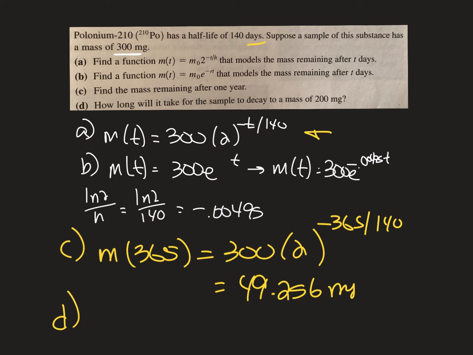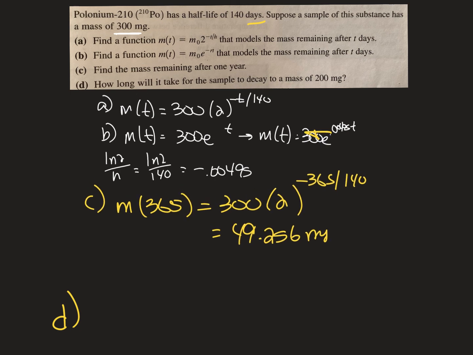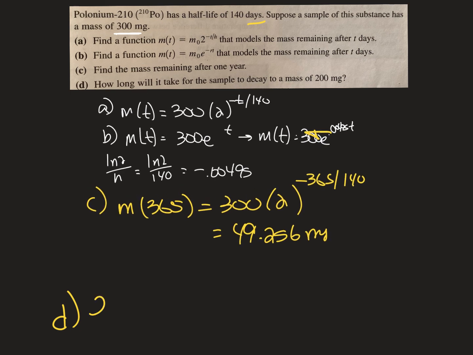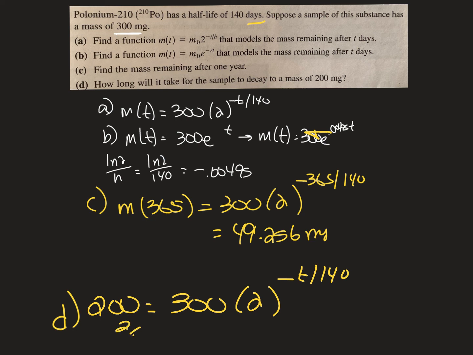Part D, how long will it take to get to 200? Here we go. I'm going to use the same formula, except this time I know the final amount. So 200 is the final, starting with 300, and I don't know my t, divided by 140. Divide both sides by 300. I'm getting 2/3 equals 2 to the negative t over 140.